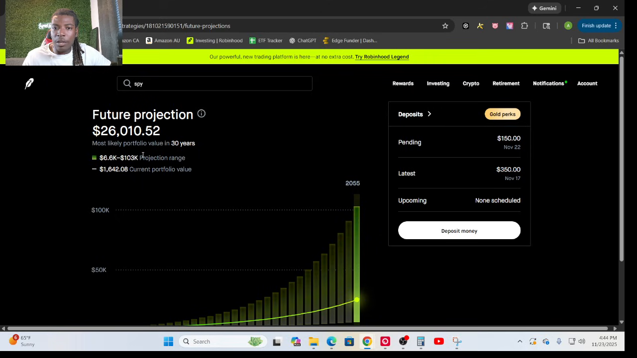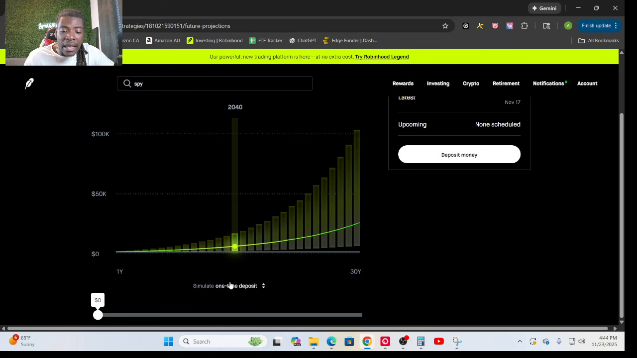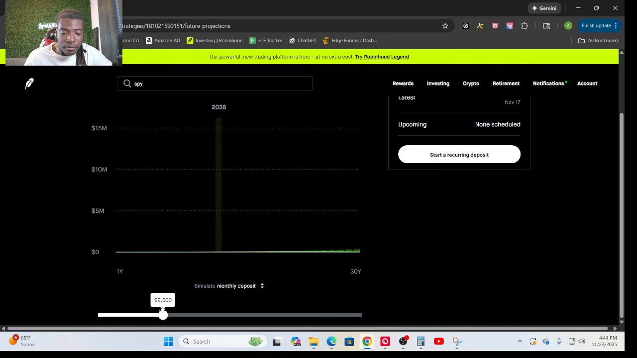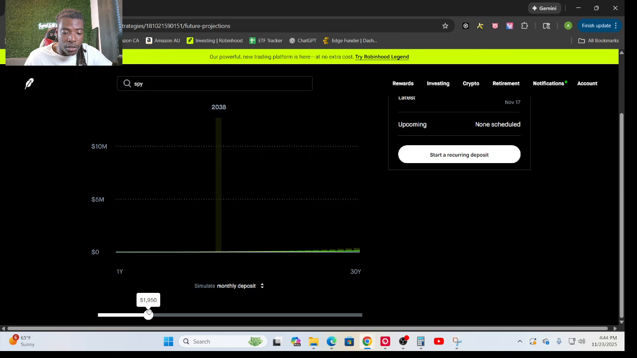I know that is a big range, but it takes into account all the worst market possibilities to all the best ones. I always like to look at the best possible outcome, but it also shows what it's probably going to look like, $26,000. Now, we know I'm going to be adding money. I like to stay on the conservative side. Let's say every single month I can add $2,000 into this account.